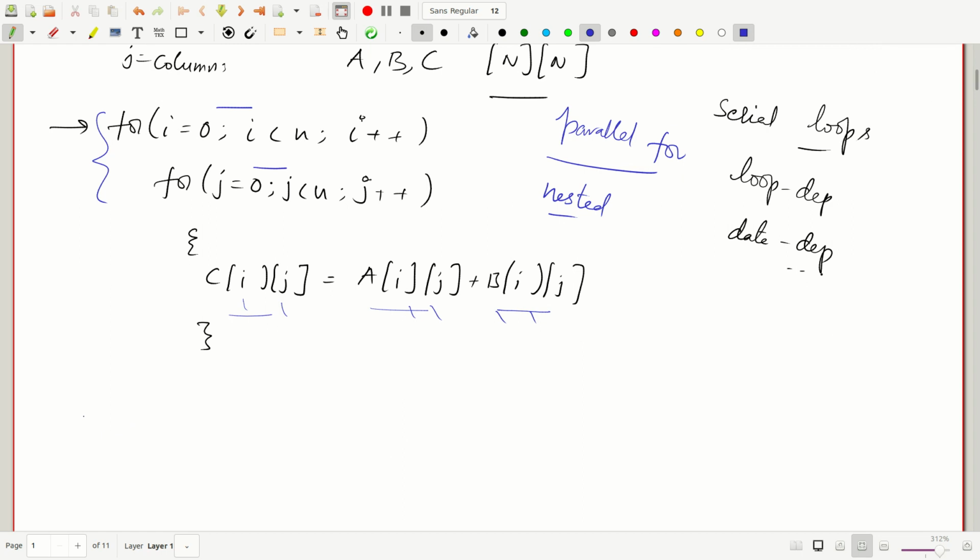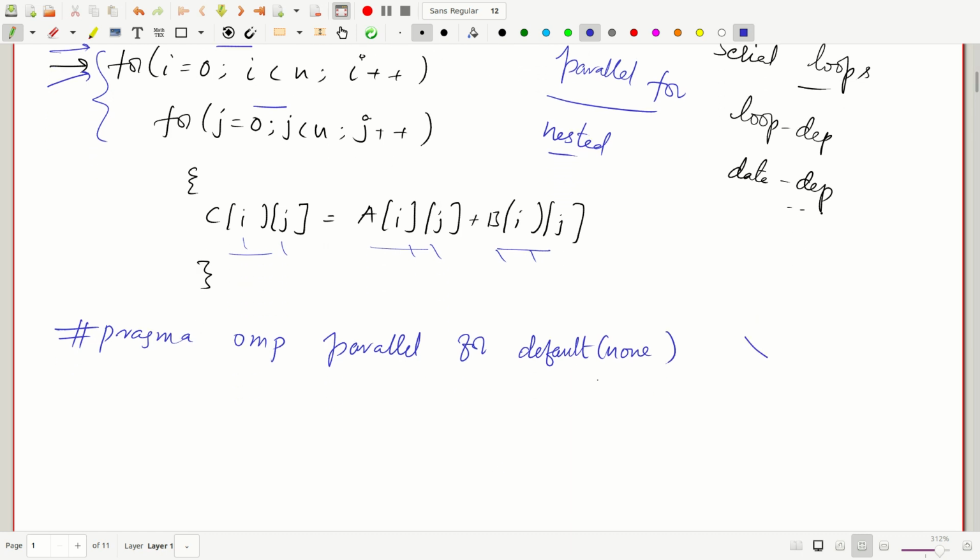And how would you declare the pragma here? You would write it as hash pragma OpenMP. If I'm only parallelizing the top for loop, I would write hash pragma omp parallel for, which parallelizes only the first for loop. And then how do we define i, j and A, B, C? We can say default none, so that we define each of the variables that are there. And then we can say what will be the scope for matrices A, B, C.